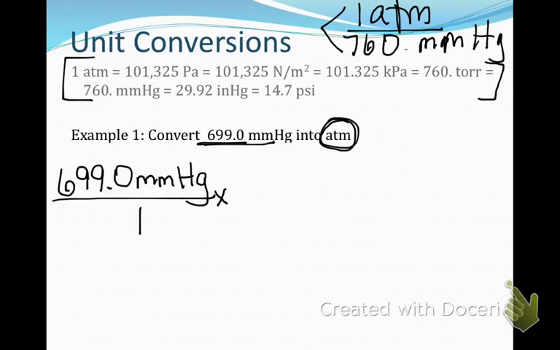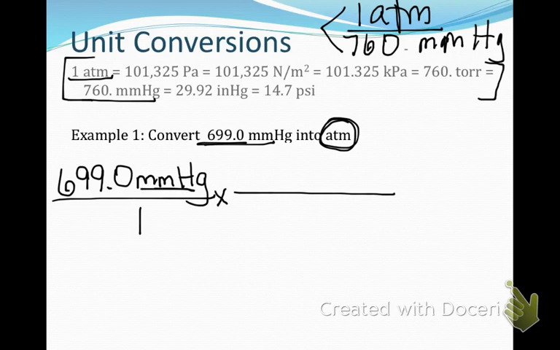So I actually have this one right up here for you. I did atm and millimeters of mercury, whatever those conversion factors were from the equivalencies, and I can put it into a fraction. Now, remember, I can flip this fraction upside down too. I need to know what I want to put on the bottom versus the top. Always remember, whatever unit you want goes on top. Whatever unit you're trying to get rid of goes on the bottom.